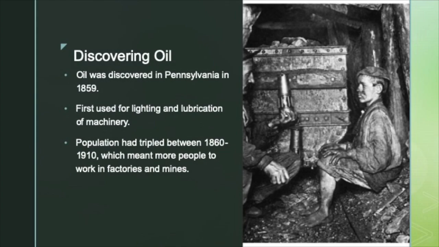The discovery of oil in Pennsylvania in 1859 was something that changed the course of United States history. They were able to use it in the beginning for lubrication for machinery and equipment.